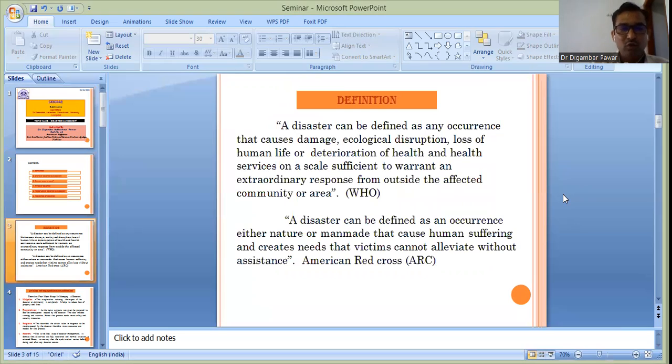Definition: according to the World Health Organization, a disaster can be defined as any occurrence that causes damage, ecological disruptions, loss of human life, or deterioration of health and health services on a scale sufficient to warrant an extraordinary response from outside the affected community or area. According to the American Red Cross, a disaster can be defined as an occurrence, either natural or man-made, that causes human suffering and creates needs that victims cannot alleviate without assistance.